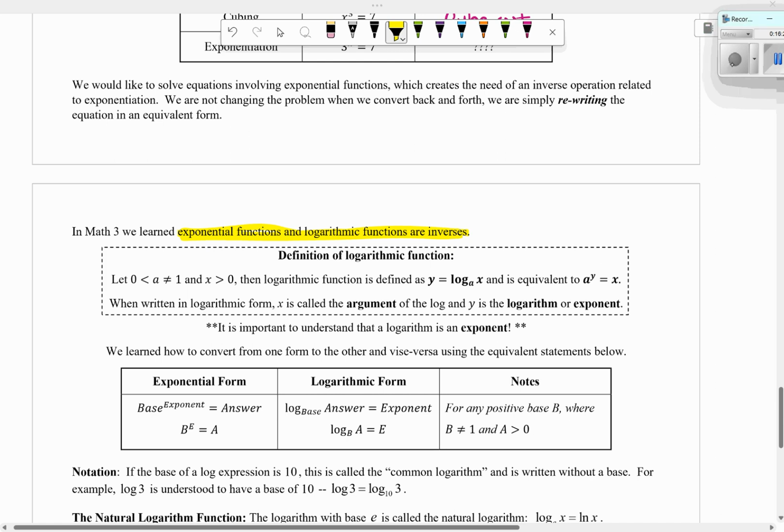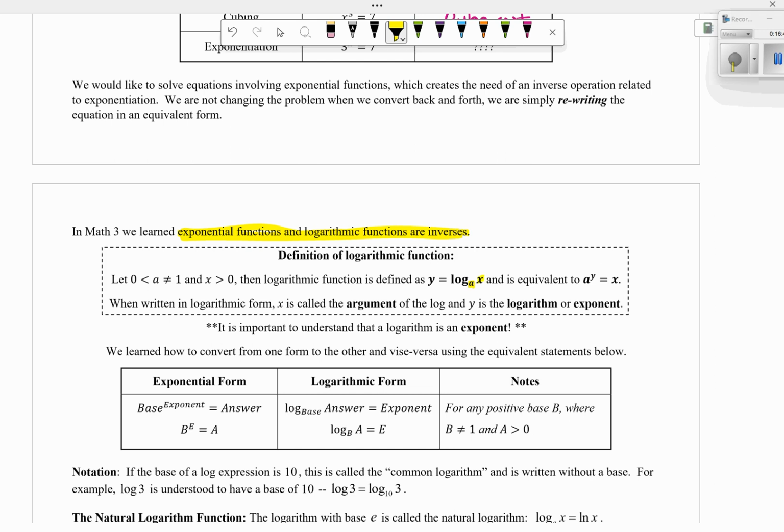So this is just the fancy definition of a logarithm. So for a logarithm, your base, which is this a value here, has to be positive, so greater than 0, but it also can't equal 1.